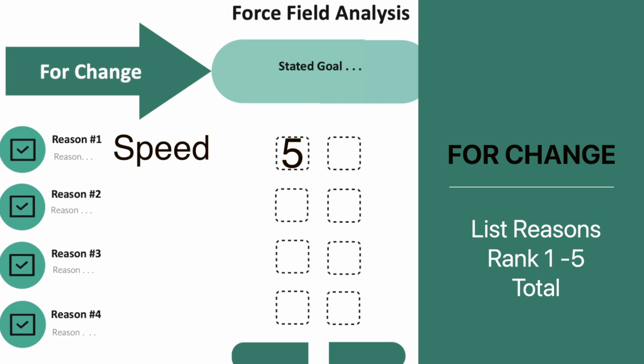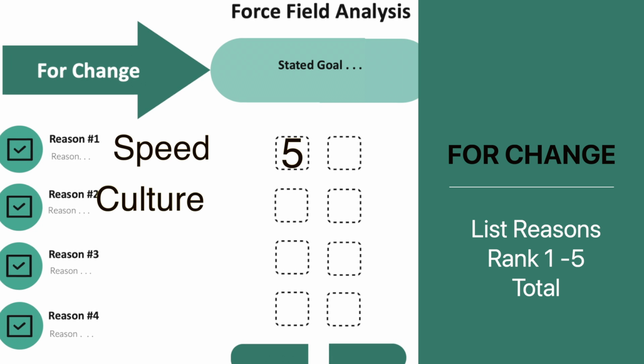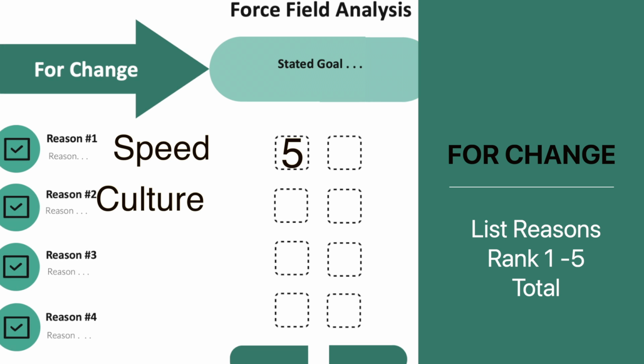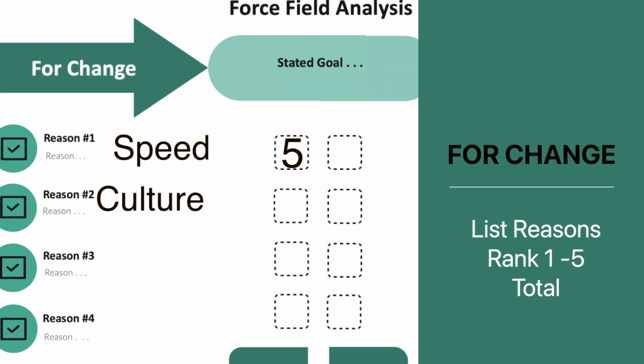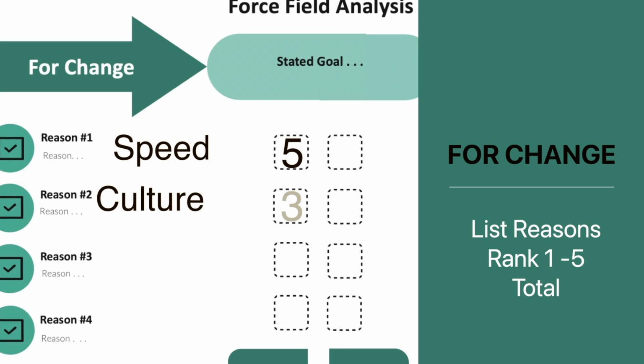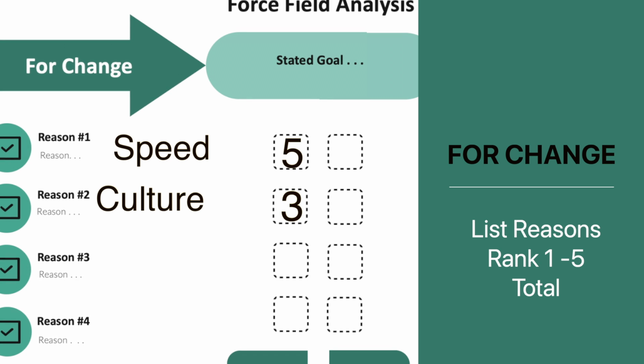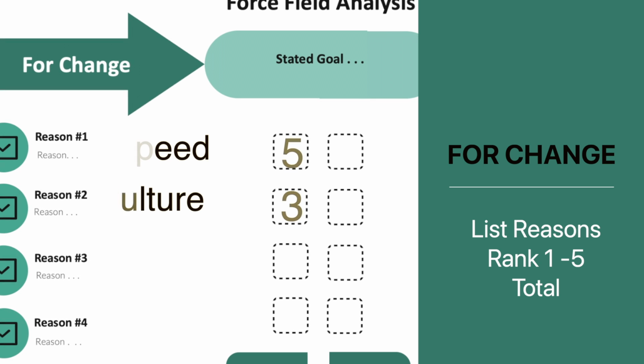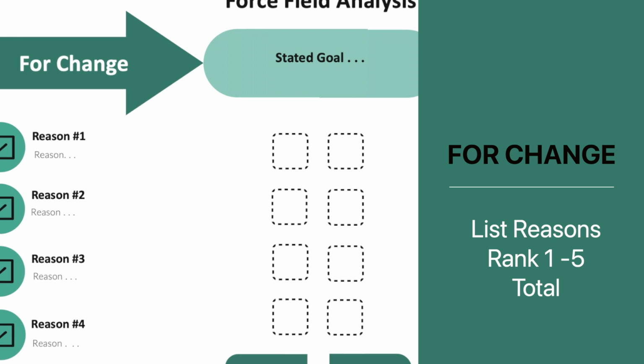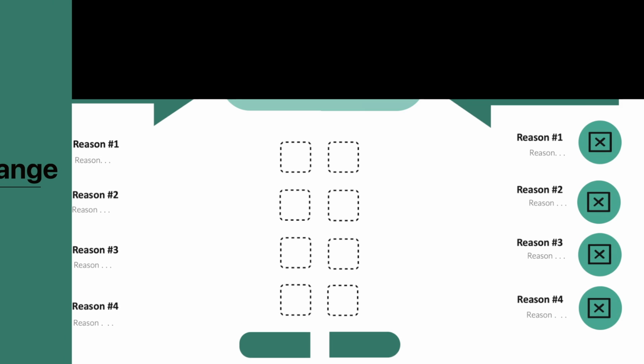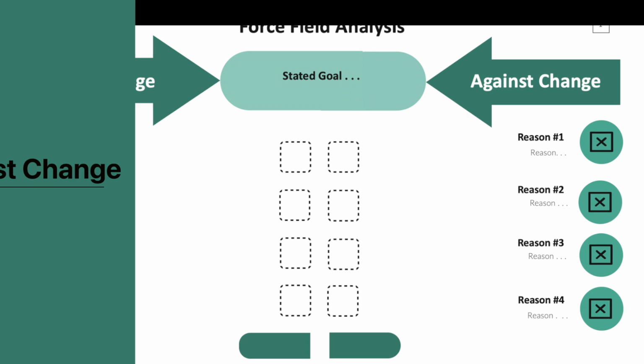Maybe another force for change could be that you need to change culture. But maybe that's not as important as improving speed or efficiency, so you might give that a 3. You'll go ahead and do that for all of your reasons. Try to come up with 4 or 5. Then, go ahead and switch over on the right-hand side and do the same thing.